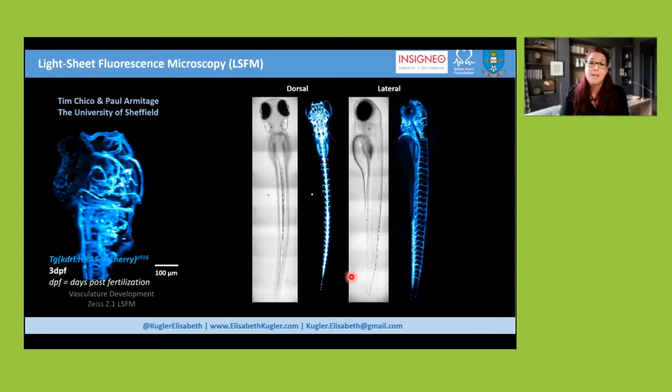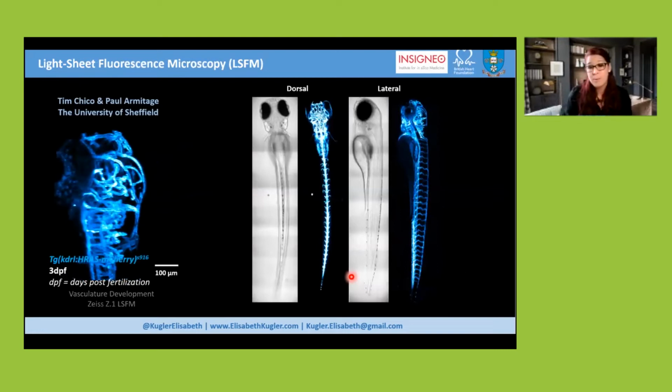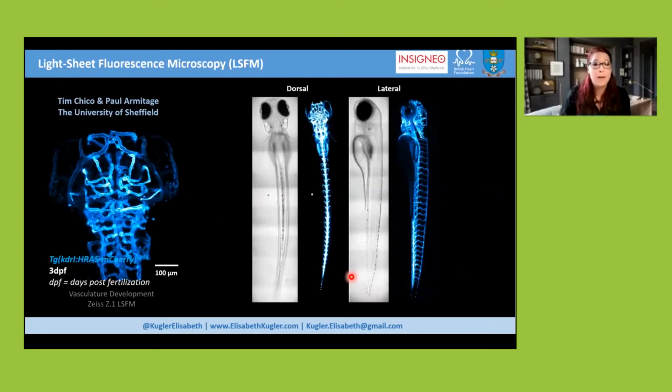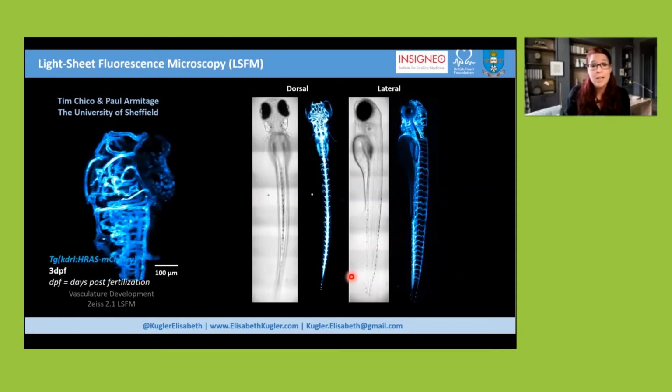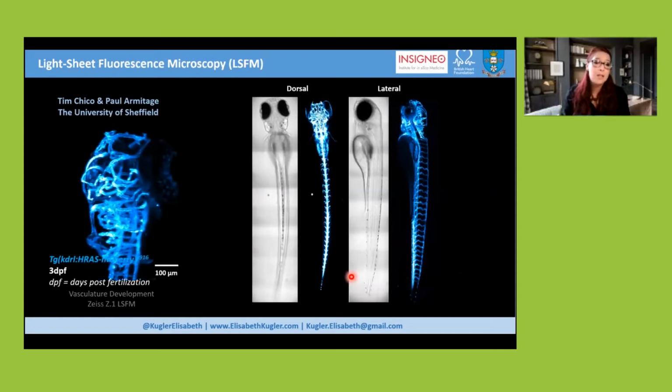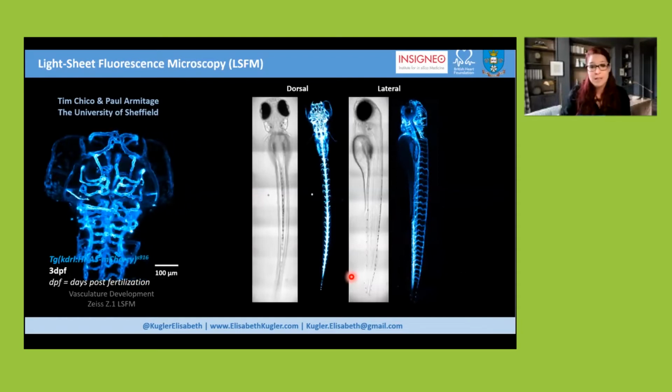At the University of Sheffield with Tim Chico and Paul Armitage, I conducted my PhD where we had a Zeiss Z1 light sheet, and we were interested in understanding brain vascular development in zebrafish.